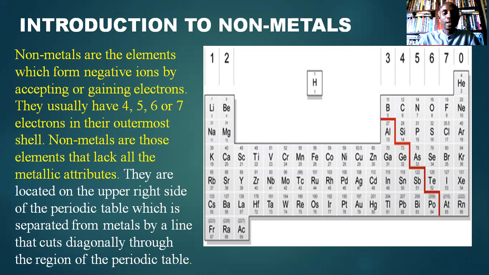Now, we can see that they are located on the upper right side of the periodic table, separated from metals by a red diagonal line cutting through the region of the periodic table. As you look at the periodic table, you're going to see a red diagonal line that cuts the metals from the non-metals. That is the demarcation between metals and non-metals. On the right-hand side of the diagonal line is where non-metals are located.